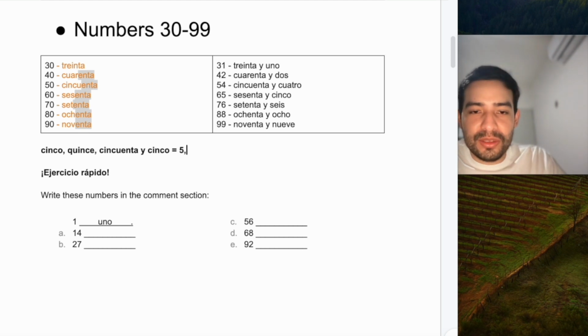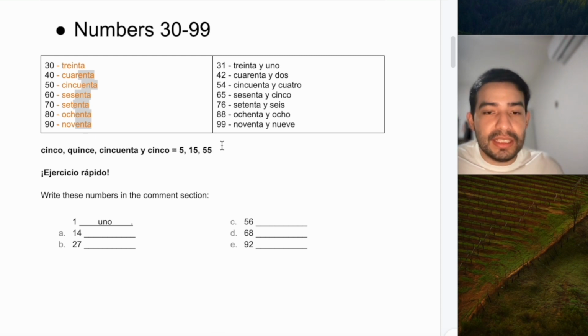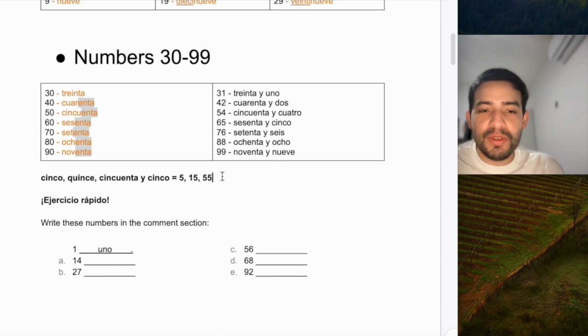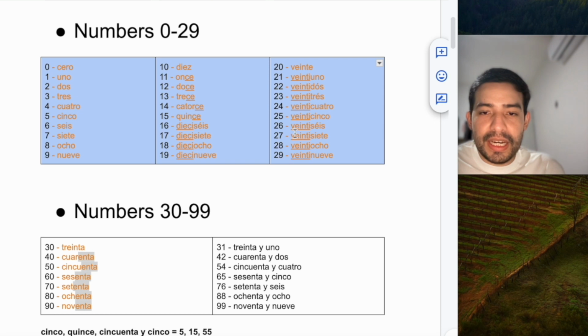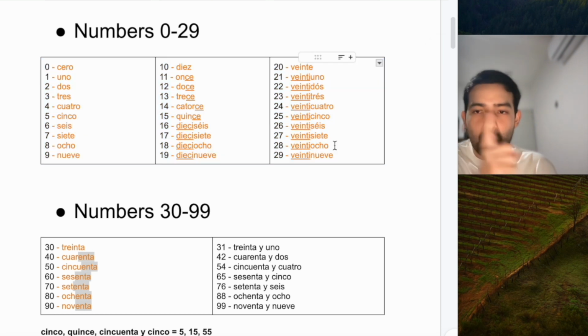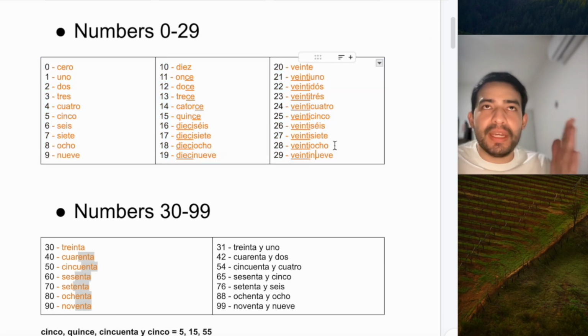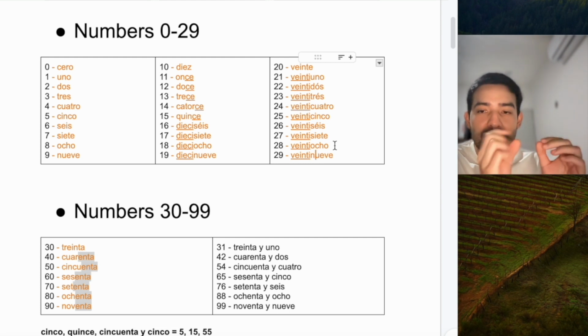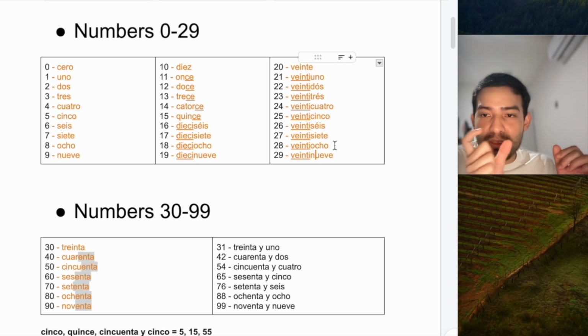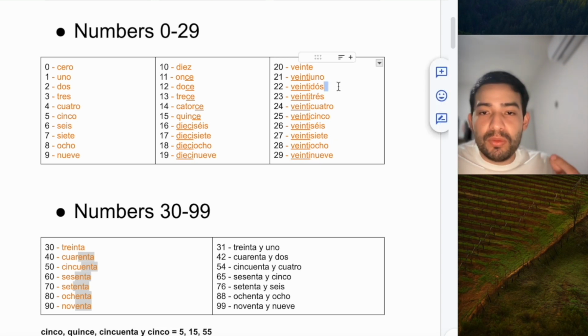And just to remind you, I will write what these numbers are, okay? 5, 15, 55. Also, before we do el ejercicio rápido, I want you to notice how from 0 to 29, every number is one word, right? There's no space to separate. We're not saying 20 and 1, with spaces between these words. It is just one big word, right?